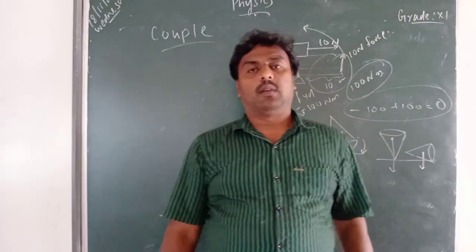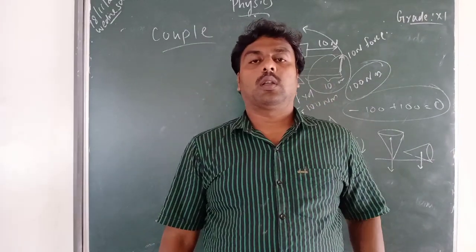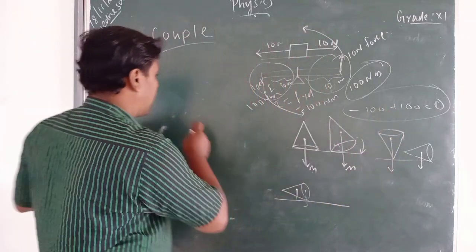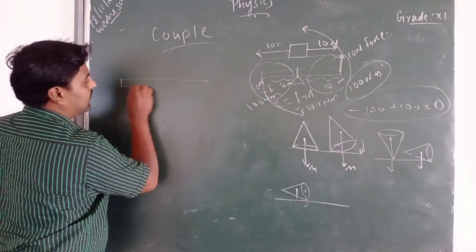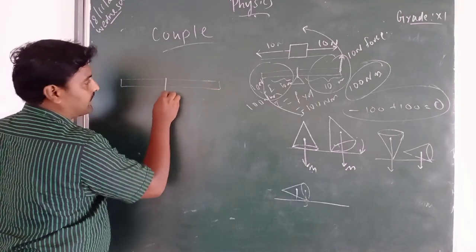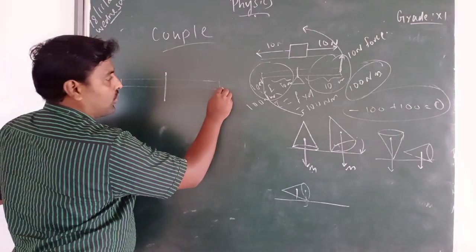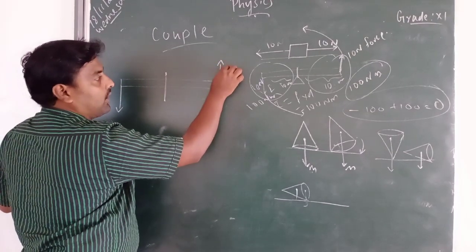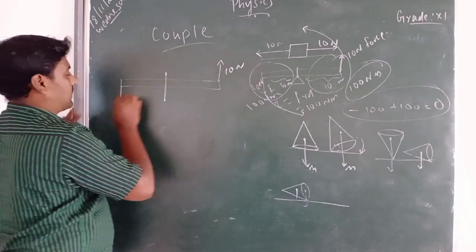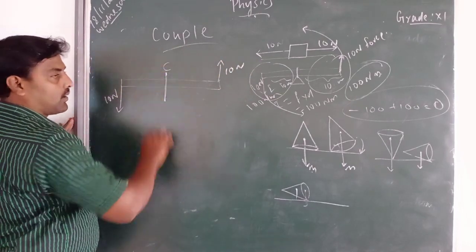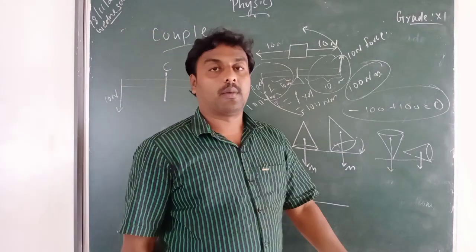What is a couple? So, a couple of forces we can tell. Assume a uniform rod pivoted at its center, with two forces acting in opposite directions but equal in magnitude, and the center of mass at the same midpoint.